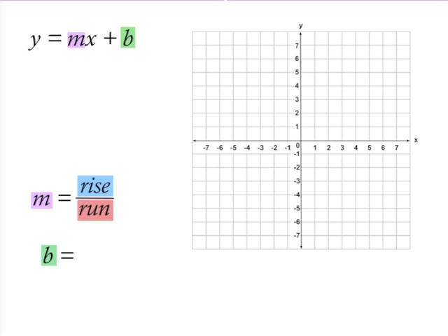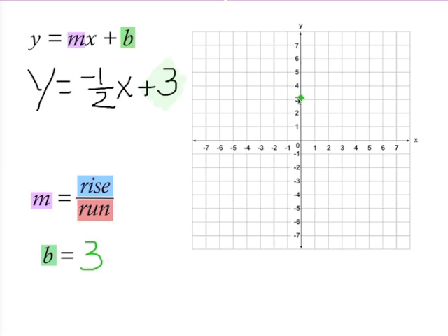Our new function that we're going to graph is y equals negative 1/2 x plus 3. Well, the y-intercept is easy to find for this one. Here we go. It's 3. So we can actually graph that. We're going to go to the y-axis, and we're going to find 3. There you go. And we're going to plot it.